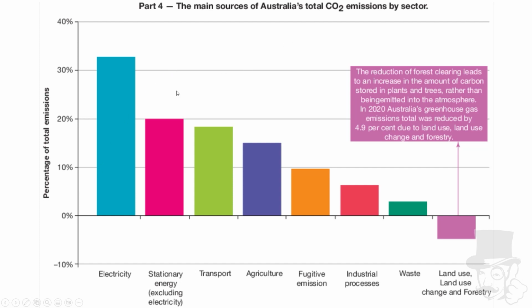And the main sources of our carbon emissions: electricity, stationary energy, transport, agriculture, fugitive emissions, I have no idea what that is, industrial processes, waste, and land use, land use change and forestry.